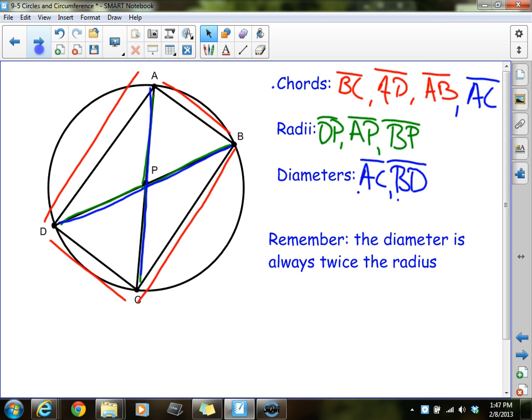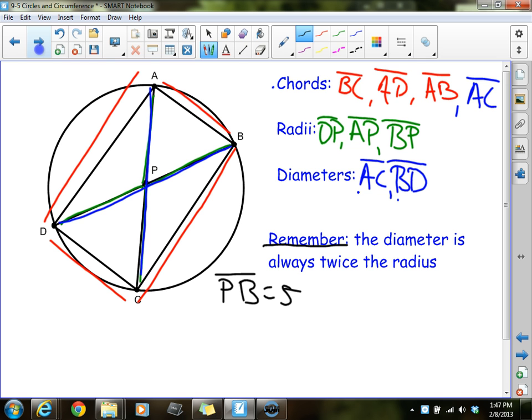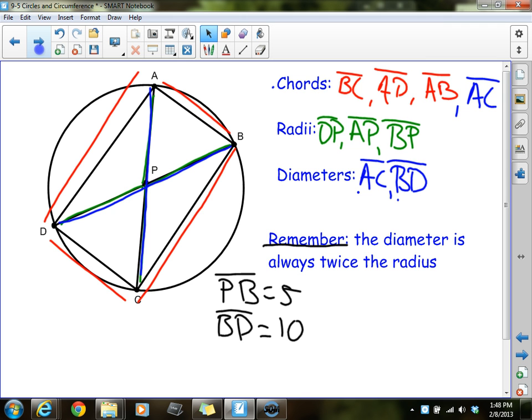Now, one thing I do want you to remember, because this is one of the examples in the book, and you may have questions like this in your homework, the diameter is always twice the radius. So for example, if I know that PB is going to be 5 feet or whatever, I can find the diameter, BD, by just doubling this, so 5 times 2 is going to be 10. So the diameter is always twice the radius. That is a very important concept to remember.